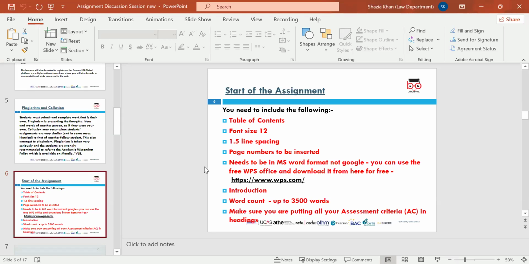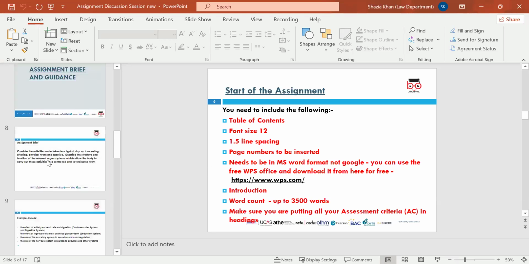You need an introduction, like we said, and it's up to 3,500 words. You have 10% flexibility if you want to go over in your assignment, but don't go too much over. Make sure you are putting the assessment criteria in the headings. Don't change the wording of the assignment. That is so important, because what the assignment is asking you, you need to stick to that. We'll go through that a little bit.